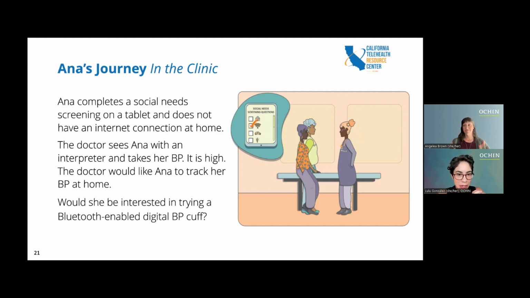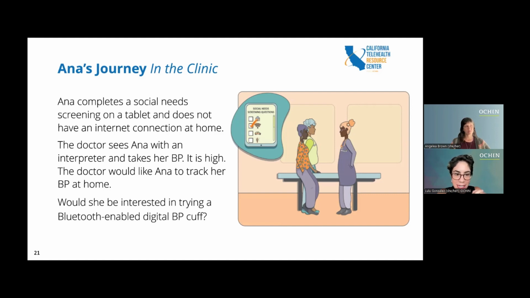Anna then meets her new doctor. They discover that she has hypertension, and the doctor asks if Anna might be open to using a Bluetooth-enabled blood pressure cuff to monitor her blood pressure at home between those office visits. Anna thinks about it for a second and eventually says yes. Anna's provider then sends her home with a loaner blood pressure cuff from the clinic's digital tool lending library to try it out. Anna is also paired with a Spanish-speaking community health worker for follow-up to help with the social needs that she selected.